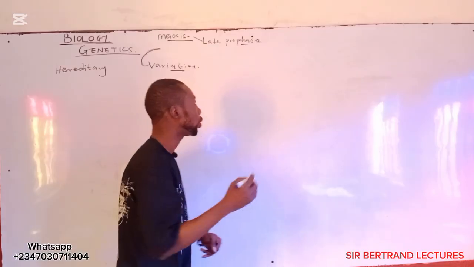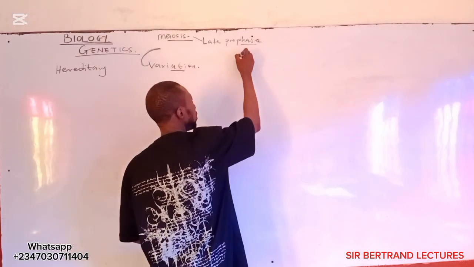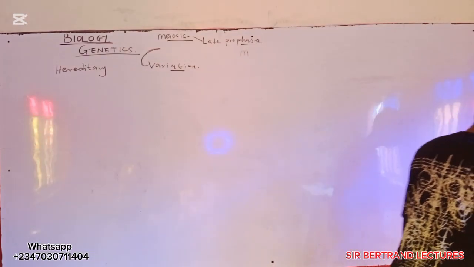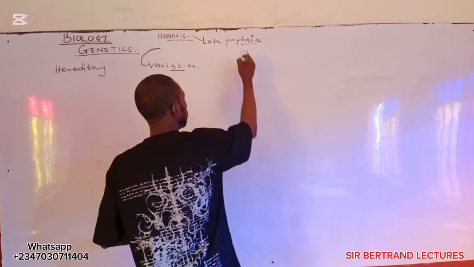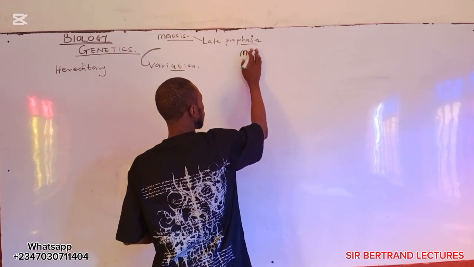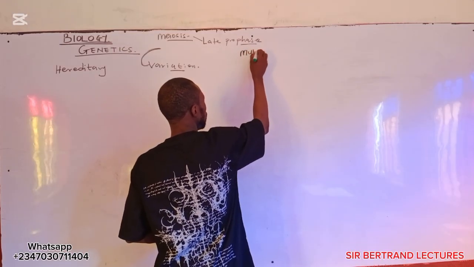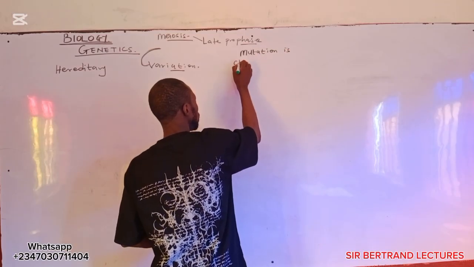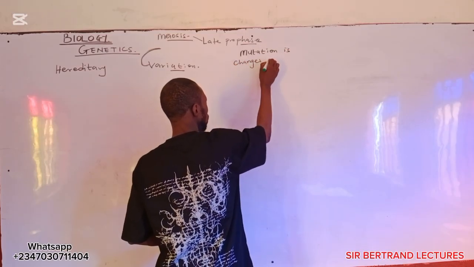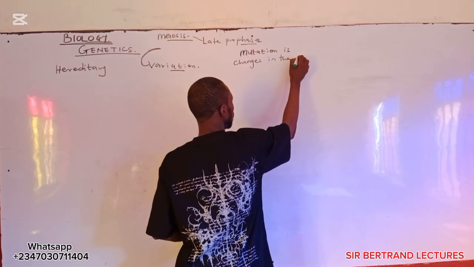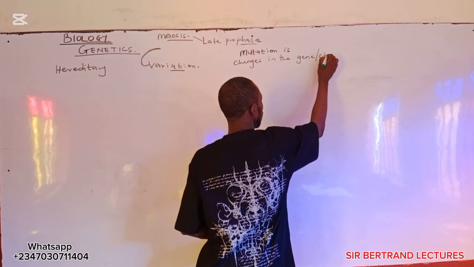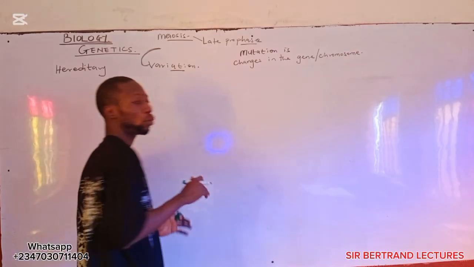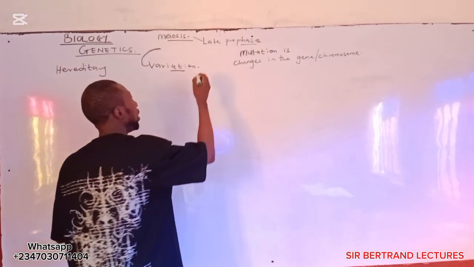Mutation is a sudden change in the gene, right? Mutation is changes in the gene or chromosome. Changes in the gene or chromosome. That is mutation.